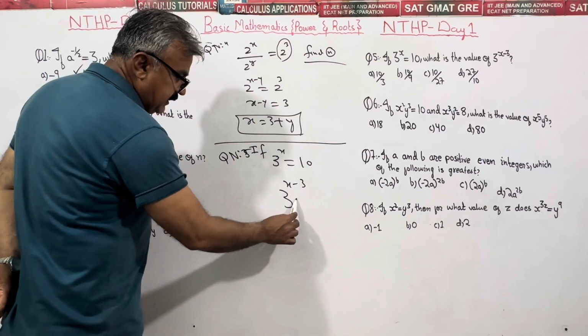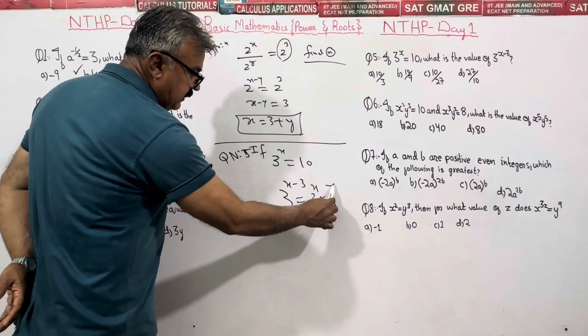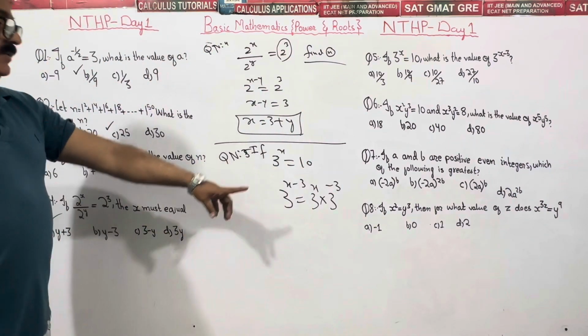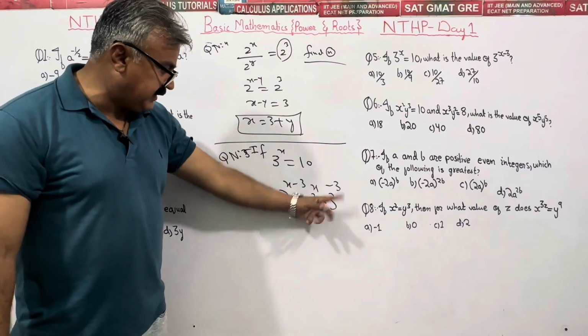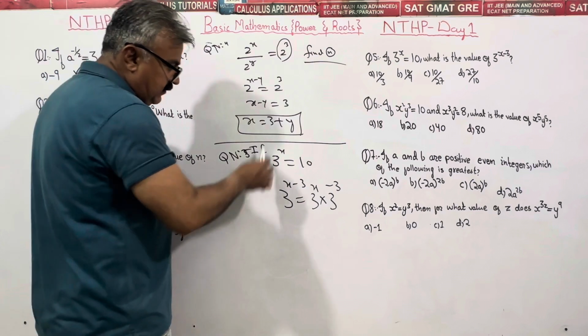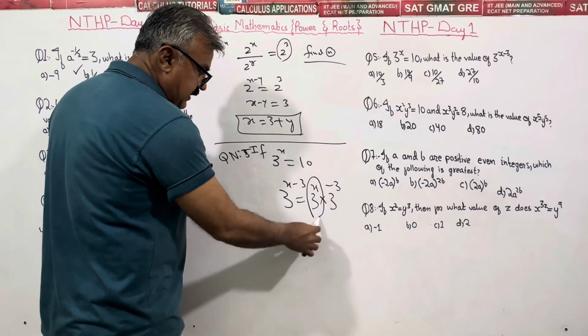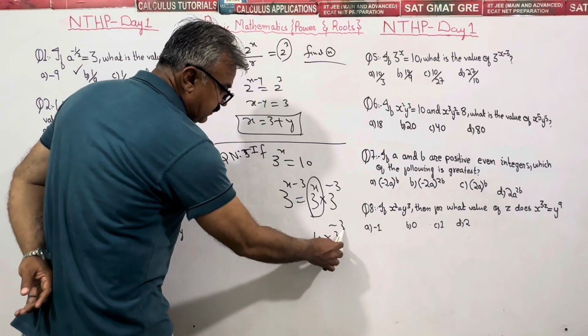3 raised x minus 3 can be written as 3 raised x times 3 raised minus 3. Bases are the same, so we can add the powers, and we get the same thing. Now we have the value of 3 raised x. Instead of this quantity, I can write 10 times 3 raised negative 3.